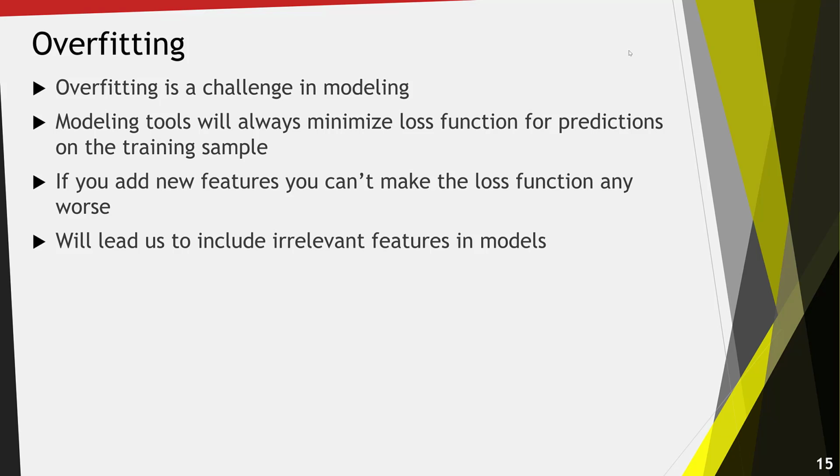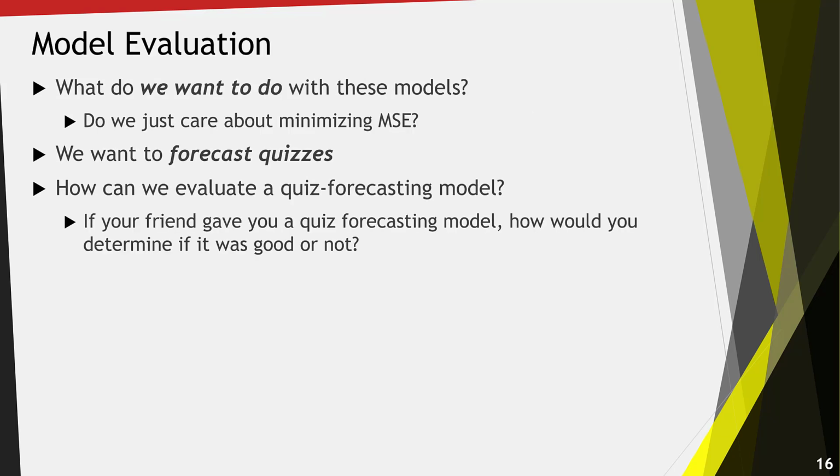Modeling tools are always going to minimize the loss function for predictions on their training sample. If you add new features to the model, you can't make the loss function any worse. In fact, it will always make it at least a little bit better. This is going to lead us to include irrelevant features in our models. So let's think about this for a minute.